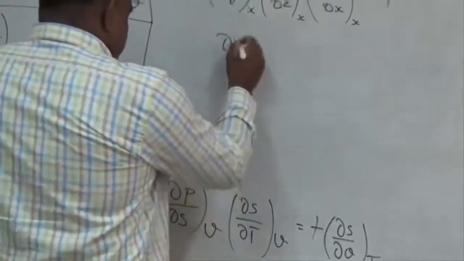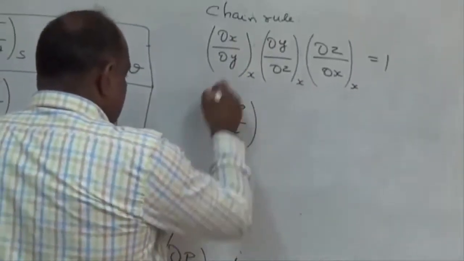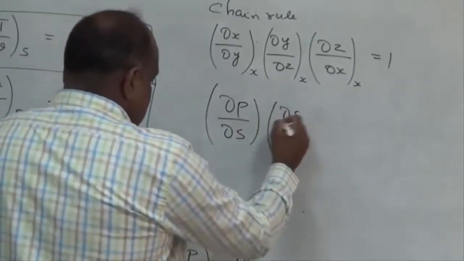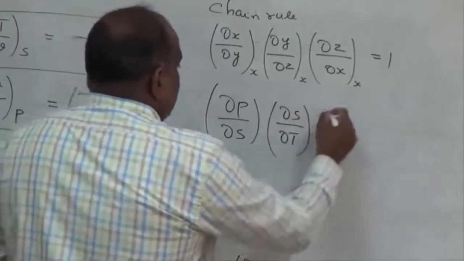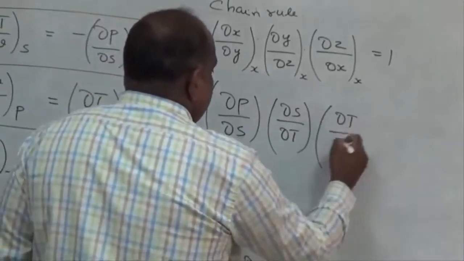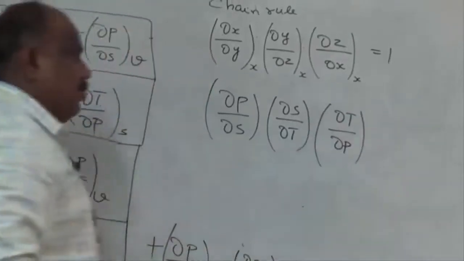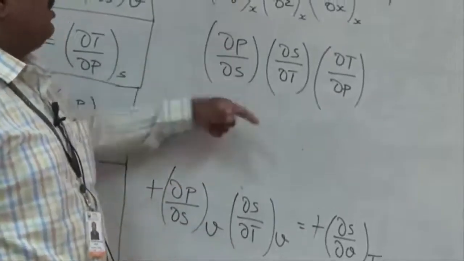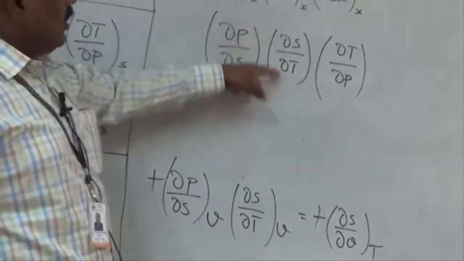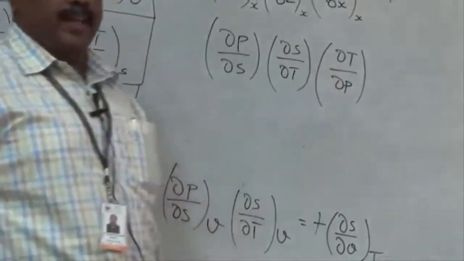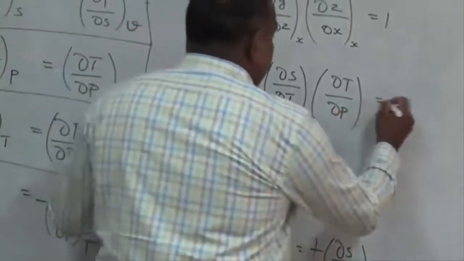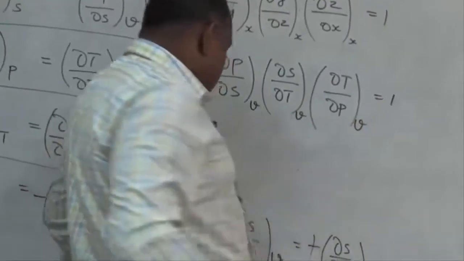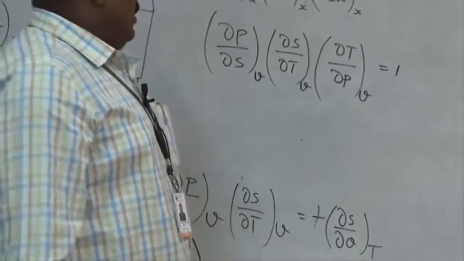So it is ∂P/∂S. The first two variables are P and S. The second variable is S. The third variable is T. So you should start with ∂T and end with ∂P. I hope you can understand, because there are three variables P, S and T. If you want to write it as a chain rule, ∂P/∂S into ∂S/∂T into ∂T/∂P will be equal to 1. When will it be equal to 1? When all are taking a constant volume, then only it will become 1.